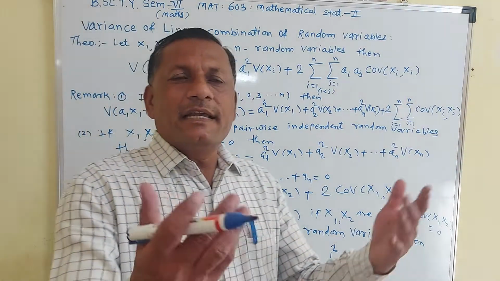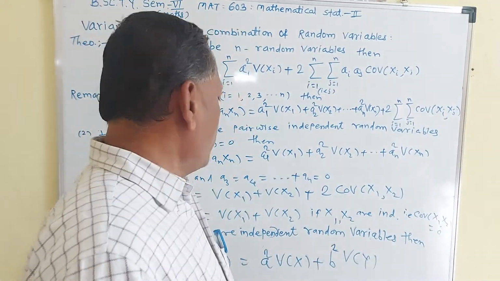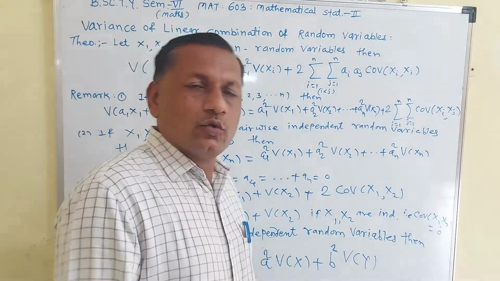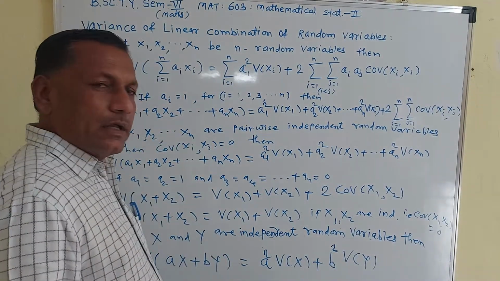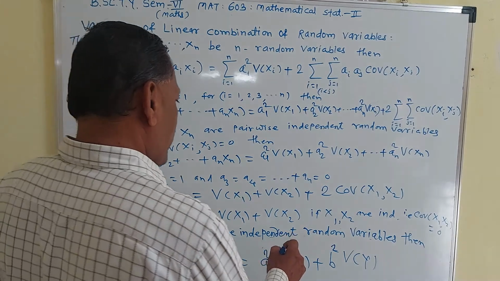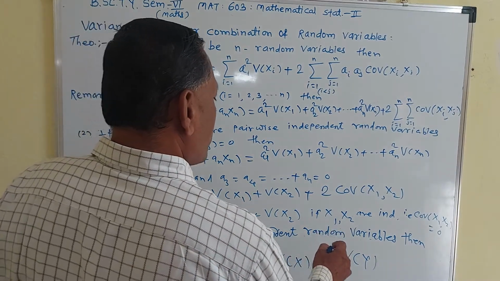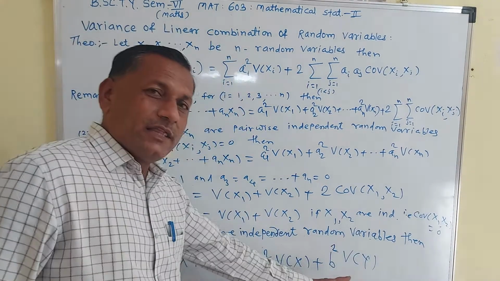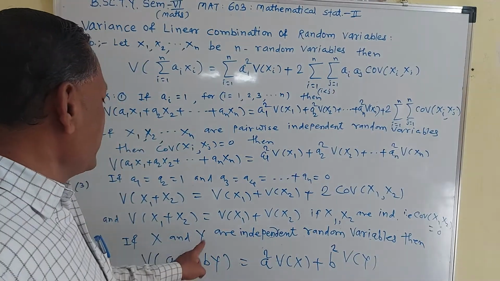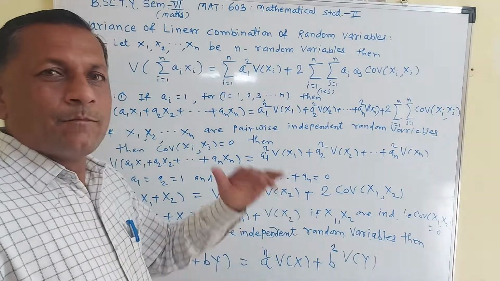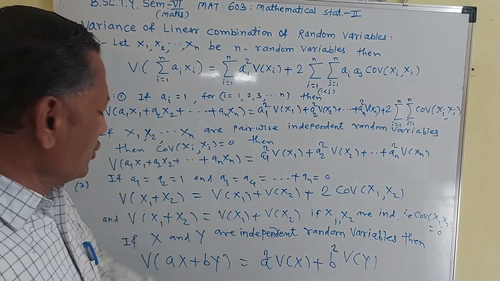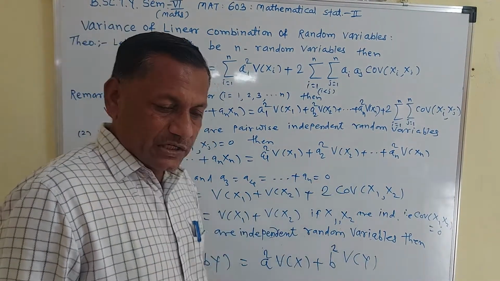Similarly, if X and Y are any two random variables, and a and b are any two constants, then variance of aX plus bY is equal to a square into variance of X plus b square into variance of Y. This happens if and only if X and Y are independent random variables, meaning covariance between X and Y is 0, then you have this result.